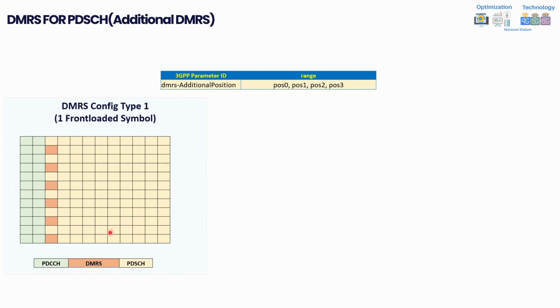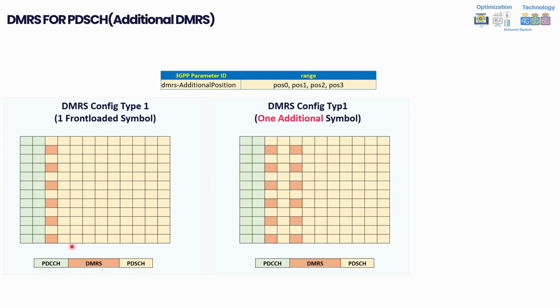However, what is the gain of adding, for example, one additional symbol? This is one front loaded only, and this one has 2 additional symbols. What is the gain of having this additional symbol? The gain is that we will now have 2 time instants, right? And then we can interpolate between them. So this actually reduces the gap between the channel estimation.